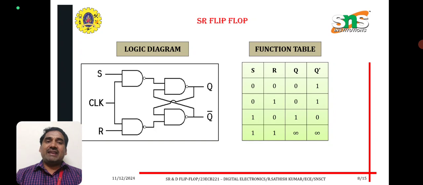Functional table, with S, R, Q and Q bar. When SR is 0 0, Q is equal to 0, Q bar is equal to 1. When S is equal to 0, R is equal to 1, Q is equal to 0 and Q bar is equal to 1. When SR is equal to 1, 0, Q is equal to 1, Q dash is equal to 0. When S and R are both 1, Q and Q bar will be indeterminate.